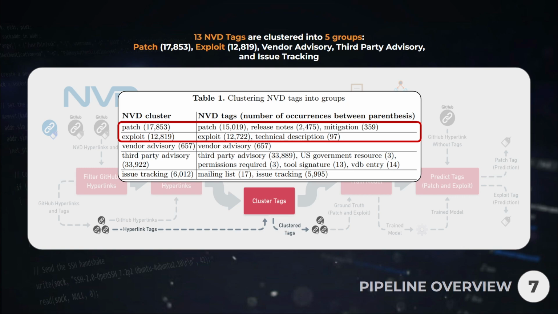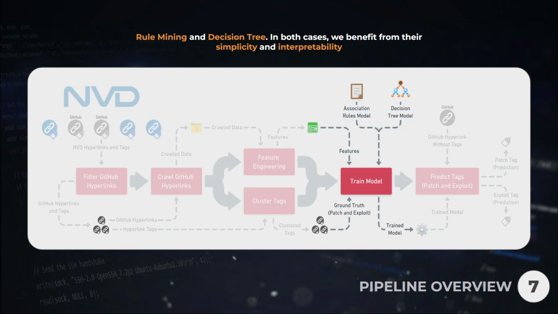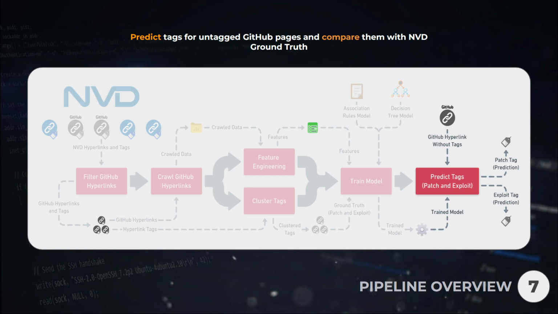Another step in our pipeline is to map the original hyperlinks into one of these 5 tags, which includes the tags that we are interested in, namely patch and exploit. And in NVD there are 13 different tags, and details about how this mapping works can be found in this table. Now that we already have both features and ground truth, we can train the models, for instance a decision tree, and these models can be used to classify untagged hyperlinks as either patch or exploit. And this is our pipeline.